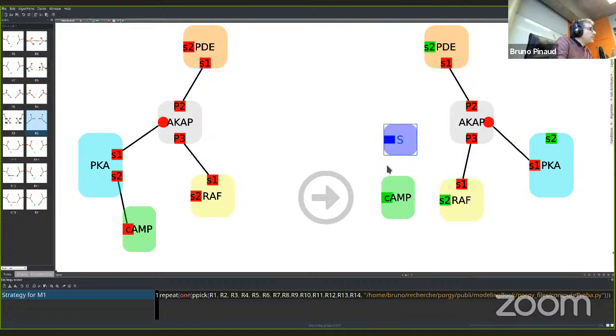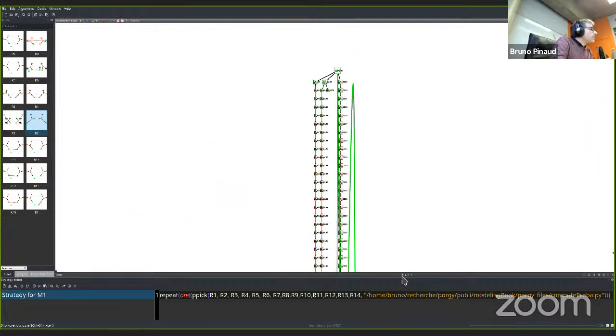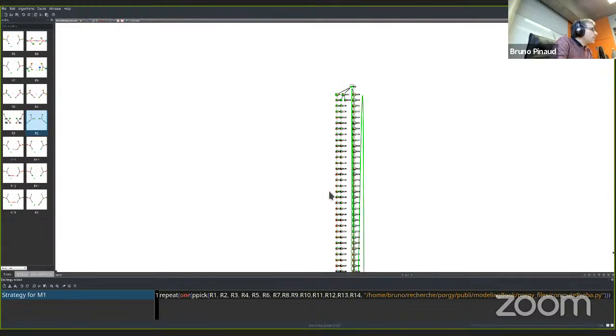The S protein. What is important here is to follow the creation of the S protein, because you see here from this state, the edge between the C amp and the pKa is removed, and an S node is created. Okay, it's a biological thing, and it's created. So to follow this one, we can, for instance, draw a scatter plot to follow the concentration of the S protein along time. And time here is the application of rules, the depth of the tree.